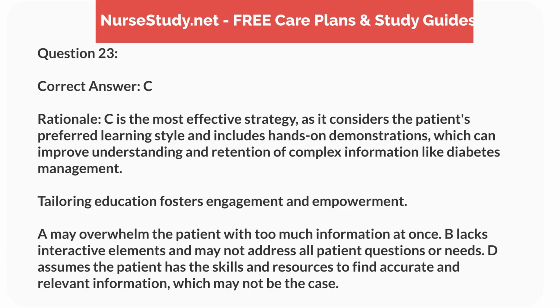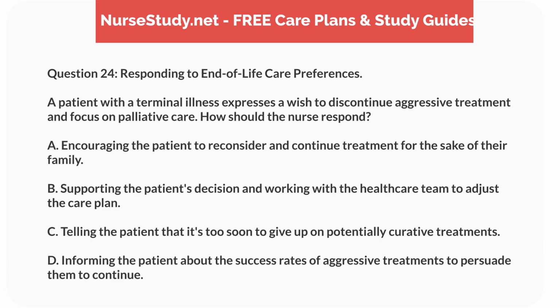A may overwhelm the patient with too much information at once. B lacks interactive elements and may not address all patient questions or needs. D assumes the patient has the skills and resources to find accurate and relevant information, which may not be the case. Question 24. Responding to end-of-life care preferences.